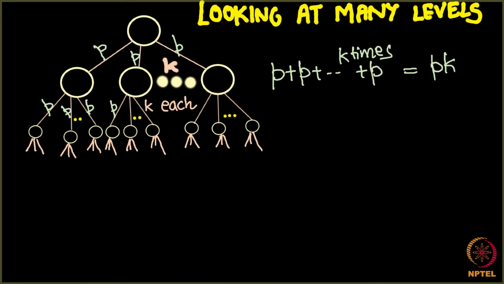Now here I'm having p into k number of infected people. Let's say these are those infected people. So one is here, one is here. So here are p into k number of infected people.